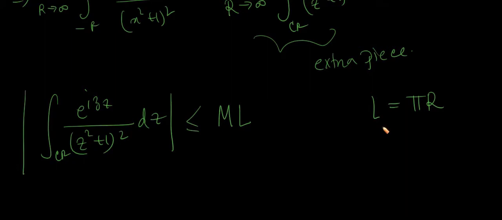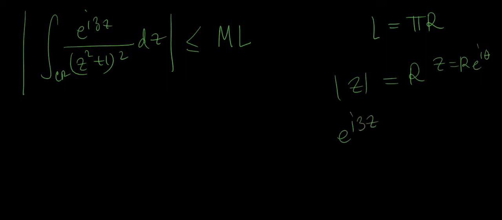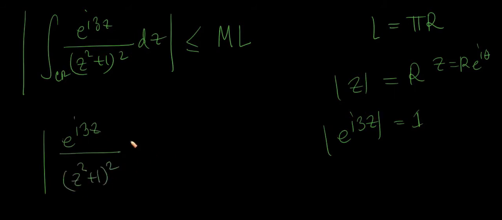And now we need to find out what is M, right? To do that, we just need to find out the modulus of this integrand. Again, modulus of z will be just r, because z is equal to r e to the power I theta, right? And modulus of e to the power I 3z is simply 1, because this will be e to the power I something times e to the power minus I something. That means e to the power I 3z times e to the power minus I 3z, and in total you will get a 1. So we need to consider modulus of e to the power I 3z divided by z square plus 1 whole square, and there is this modulus thing, right?